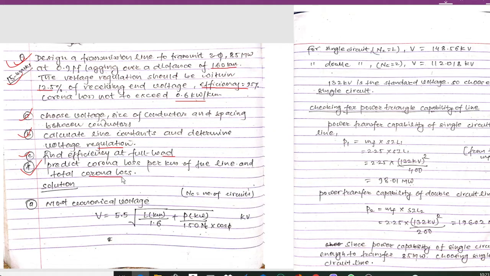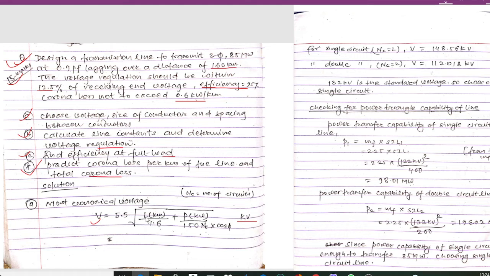So let's start. Before starting we have to choose the economical voltage. For that, we have the formula for most economical voltage: V equals 5.5 times the square root of L in kilometers upon 1.6 plus power in kilowatts upon 150 NC cos phi, where NC is the number of circuits required, and the voltage is in kilovolts. This is the empirical formula to calculate the most economical voltage.